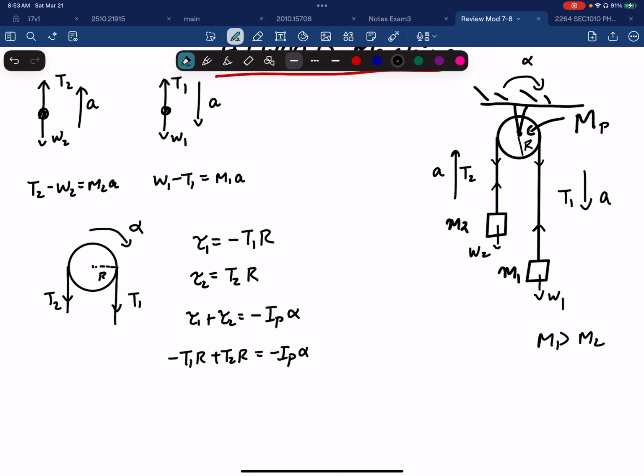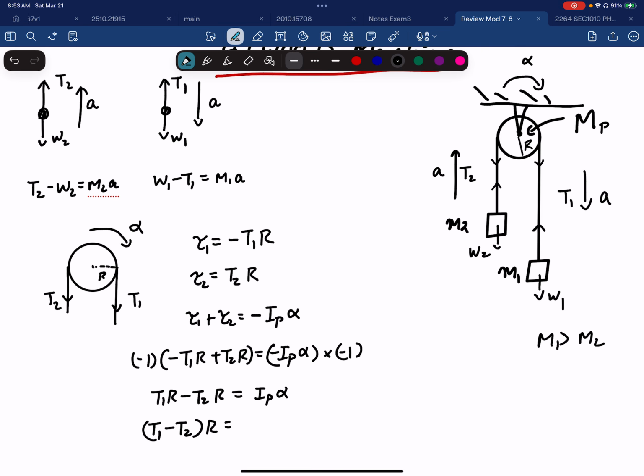And because I don't like the minus sign here, I'll multiply by minus 1 on both sides, which basically will give me T1 minus T2 equals I_P alpha over R.